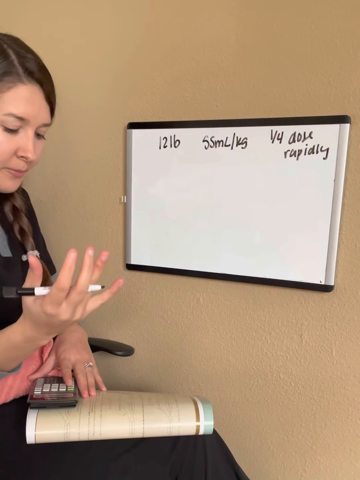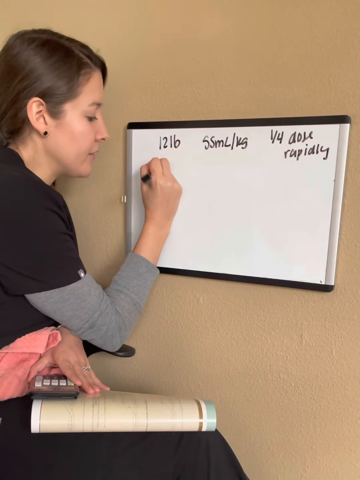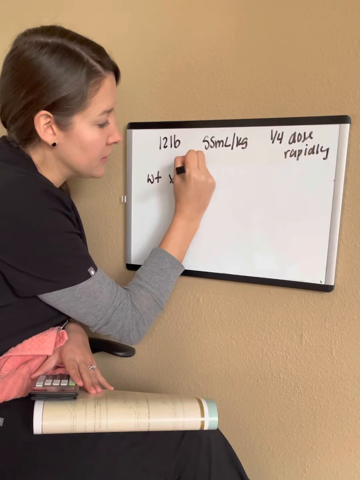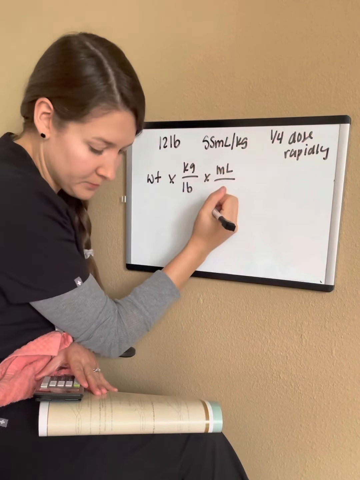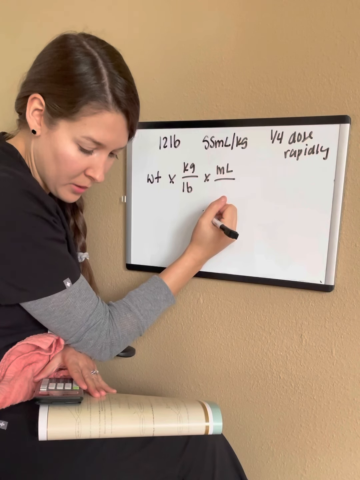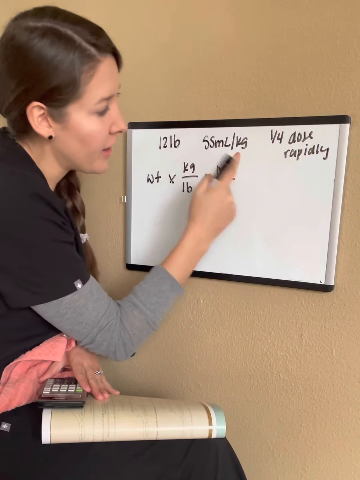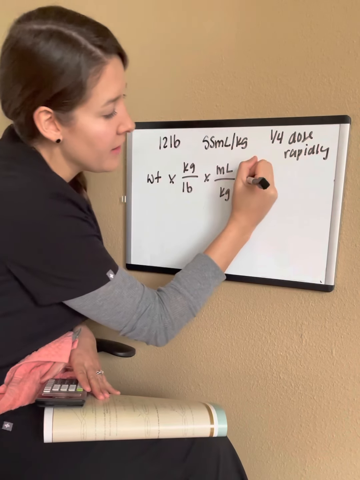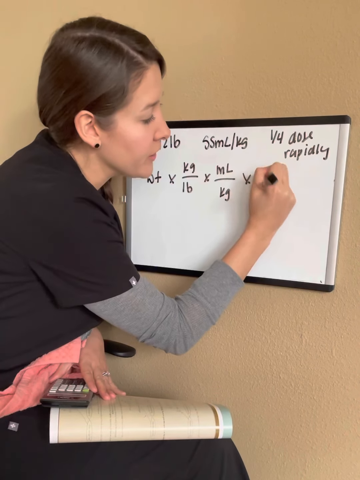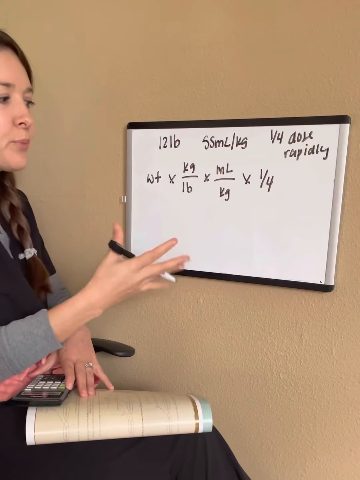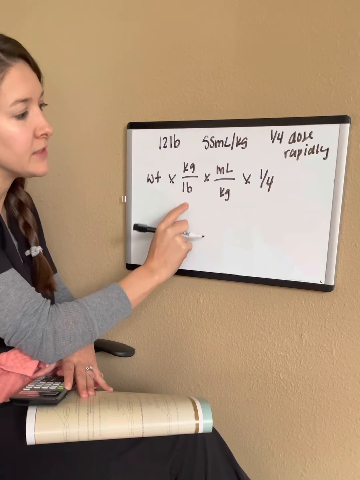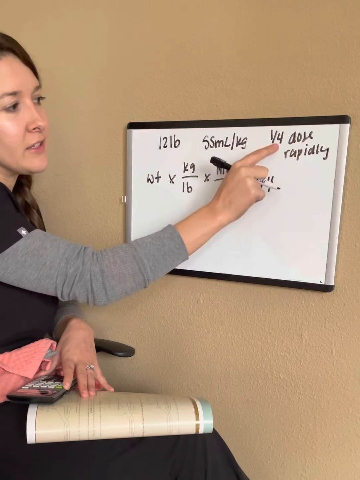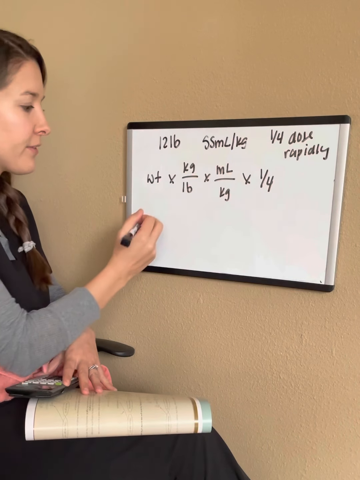So if we're using that formula again, it's the weight times the kgs over the pound times the mils over the kg for this one, because we don't have the hour on this one, we just have the kgs. And then for this one, we have to add in that quarter dose. Okay, so it's pretty much the same formula. We still have the weight, we have the pounds to kgs, we have the mils per kg, but we don't have the hour because we didn't add that. And we're just adding in this quarter dose right here. So let's plug everything in.